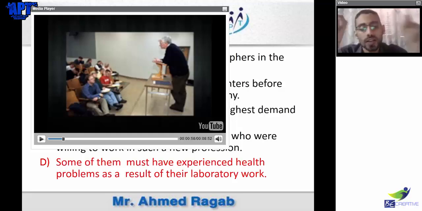Correct. That's true. Some of them experienced health problems as a result of their laboratory work. Because one of the things that they talk about in photography, the toxic chemicals, was important about that process. We had toxic chemicals, and they can kill people. Okay.